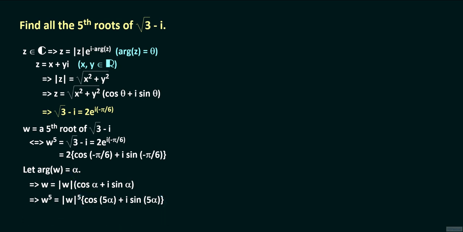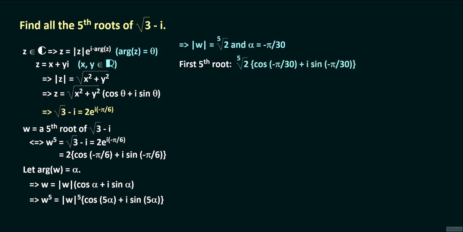So, matching corresponding parts, the absolute value of w to the fifth power should be equal to 2, so that the absolute value of w should be equal to the real number fifth root of 2. We set 5 alpha equal to minus pi over 6, so that alpha equals minus pi over 30. So the first of 5 fifth roots of square root of 3 minus i equals the real number fifth root of 2, that we will simply call the fifth root of 2, times the quantity cosine of minus pi over 30 plus i times sine of minus pi over 30. Up to 4 significant digits, this is the value of this fifth root.